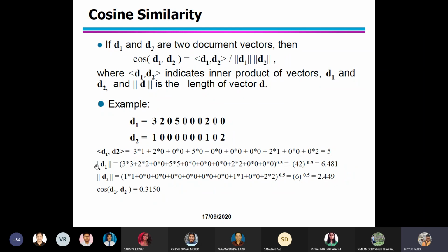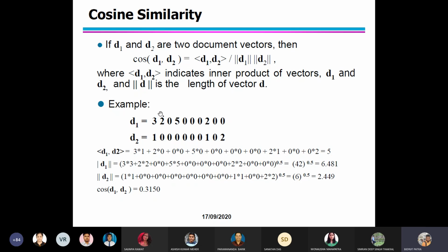So there will be another bar here. That symbol is like the norm. And for a vector, it is the L2 norm, so it is not mentioned. Otherwise, if you represent some other norm, then we have to write it explicitly. Okay. And then we get the cosine of D1, D2. The cosine value will be 0.315.